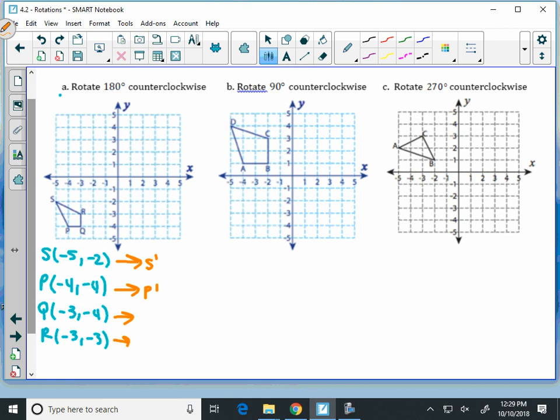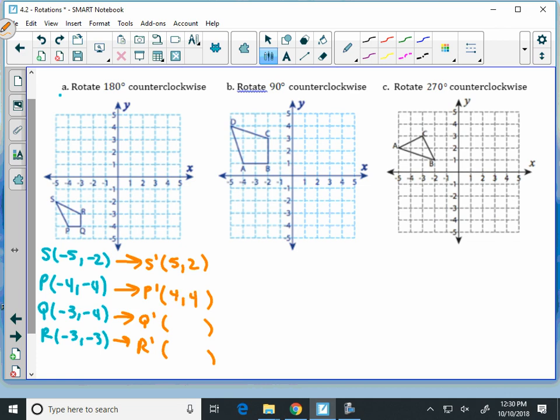Do we flip the point at all? Are these points going to flip? No. What happens to the sign of both numbers though? They change. So this is a -5 and a -2. It's going to become what? +5, +2. We have a -4 and a -4. They're both going to become what?